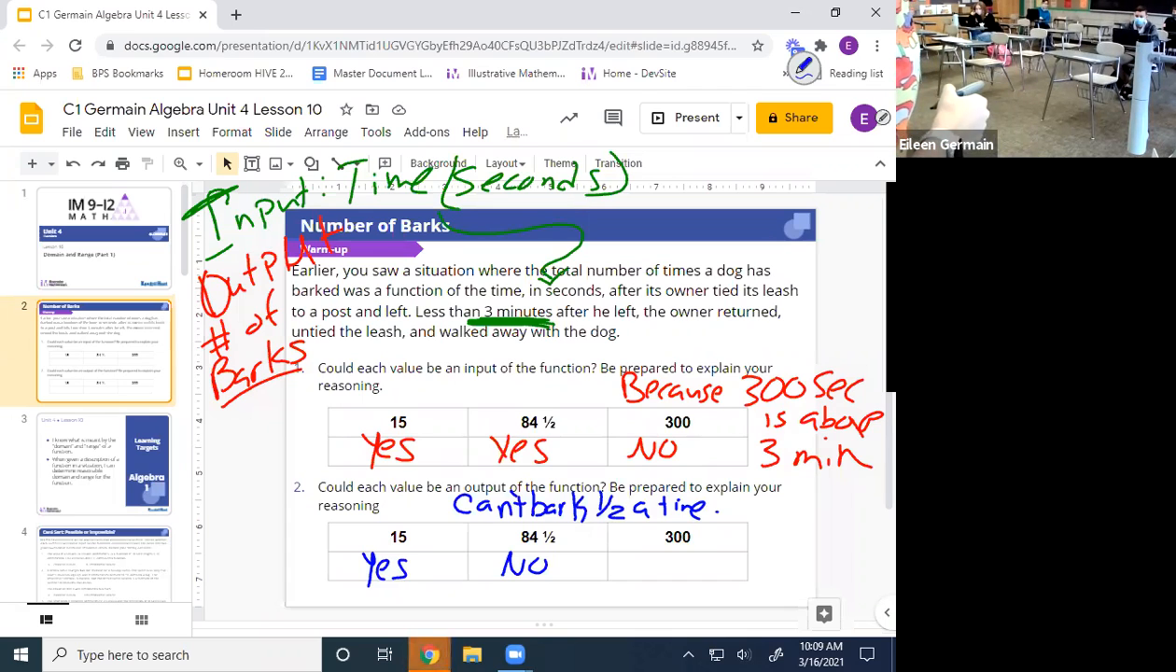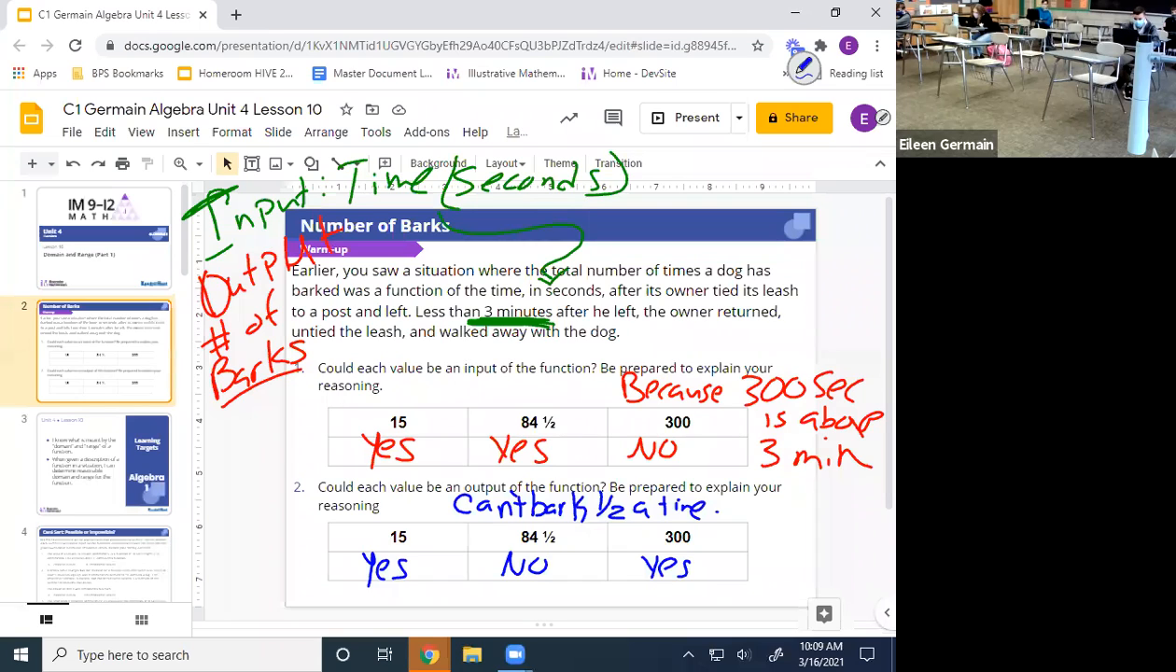What do we think? Probably, right? If he's literally barking every second, he could, in theory, have 300 barks. Good. So we're thinking about setting caps on these values based on the scenario that we're dealing with.